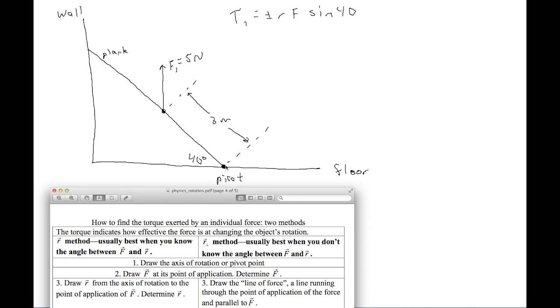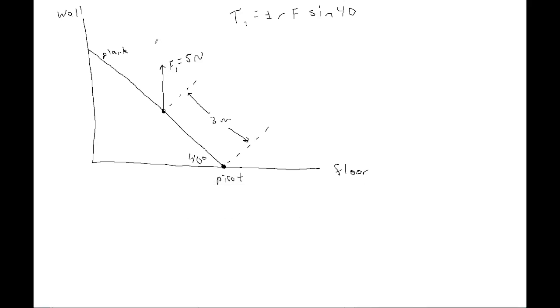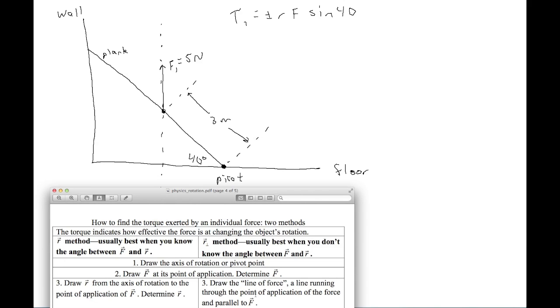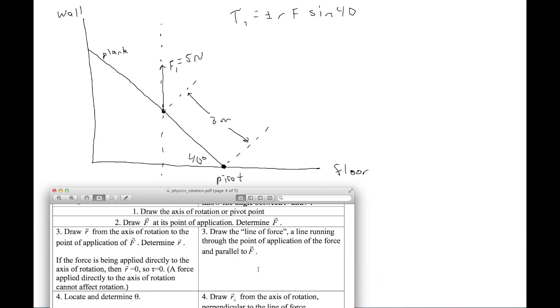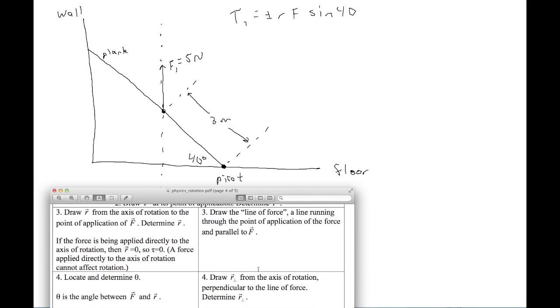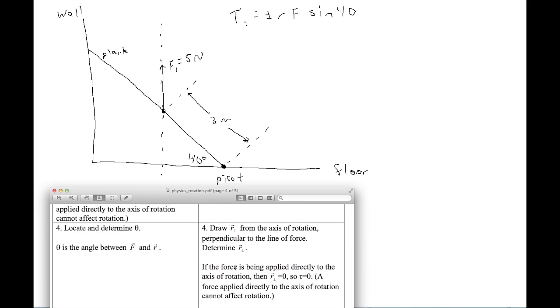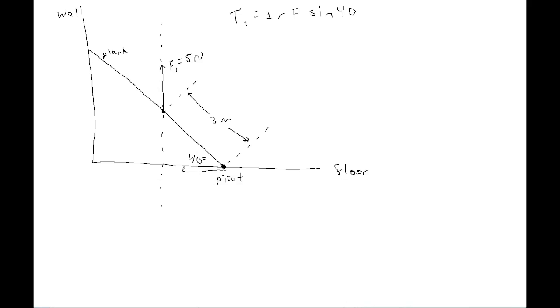So here's the pivot point. Here's the force. Now you have to draw the line of the force, step 3. So the line of the force would be this. The line of the force is just a line that goes through the force, through the point of application. Now, instead of drawing R, we're going to draw R perpendicular in this method. And R perpendicular goes from the axis of rotation perpendicular to the line of the force. So R perpendicular here.